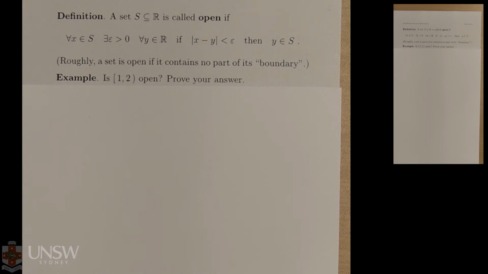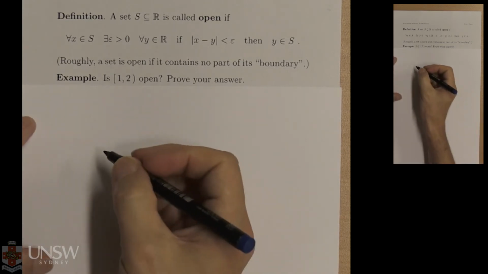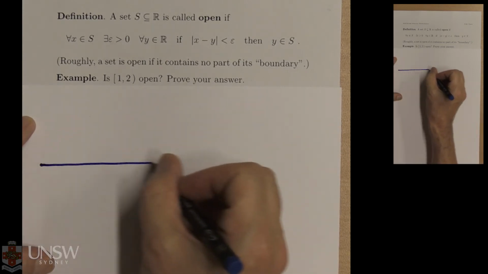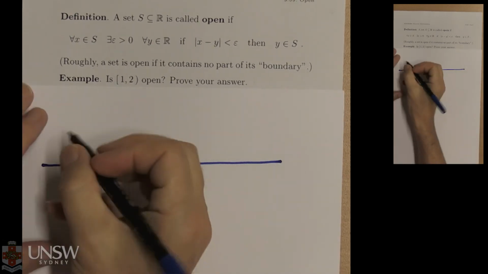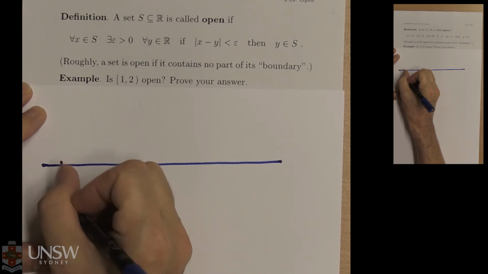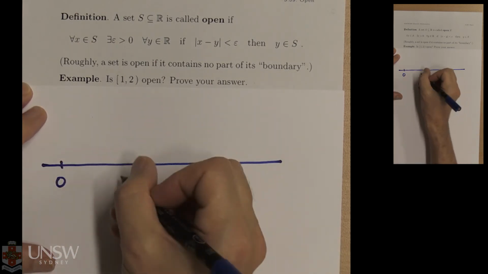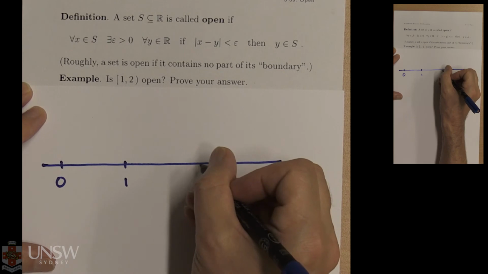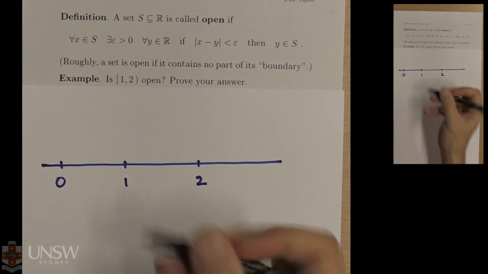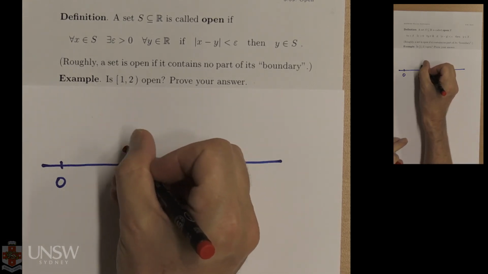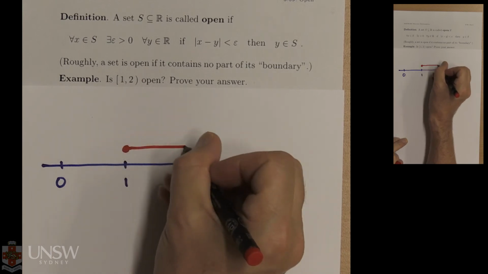Well, let's see what we can do. Since we've got a question about sets, which are subsets of real numbers, a good thing to do is to draw a number line. So I'll draw my number line. I'll always put 0 on for a reference point. And the set I'm talking about is from 1 to 2. Let me draw it this way to indicate that my set is the one here in red, where 1 is included and 2 is not.